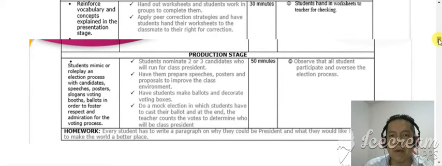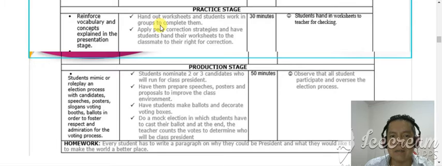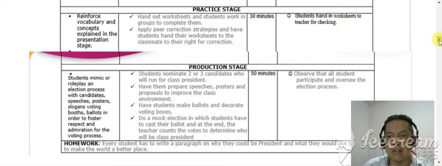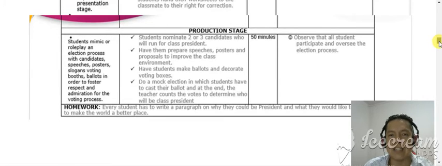Okay. The practice stage of the activity, I'm going to hand out some worksheets and students are going to work in groups to complete them. This activity is done to make sure that students learned some of the vocabulary that was presented in the presentation stage. And I'm going to apply peer correction strategies and have students hand their worksheets to the classmate to the right for correction. After that, they're going to hand them to me so that I can check them just to make sure that students understood the vocabulary and the different phases of the election process.